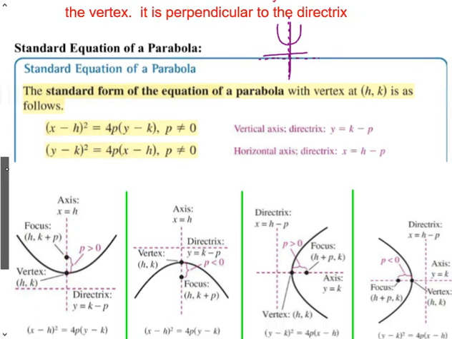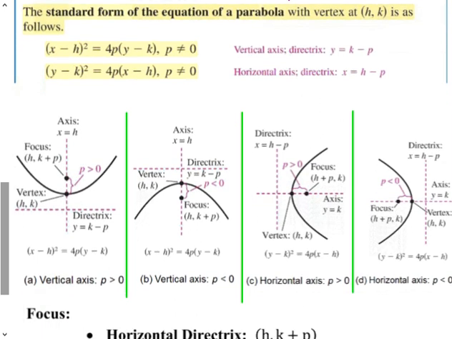Okay. Now comes the equations. This is why we use the value p. x minus h squared equals 4p times y minus k. And again, p cannot equal 0. If p was 0, we would have x squared equals 0, and we wouldn't have a y, right? So p will never be 0. x minus h squared equals 4p times y minus k. Now that is when we are opening up or down.